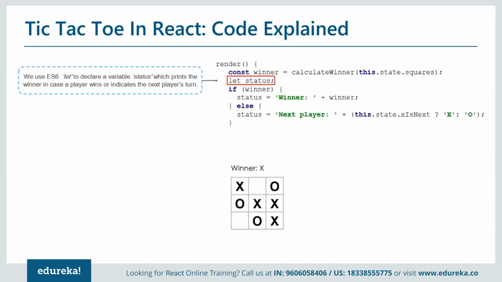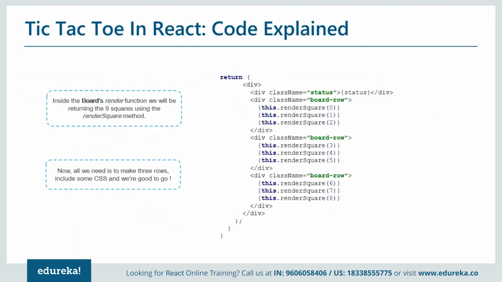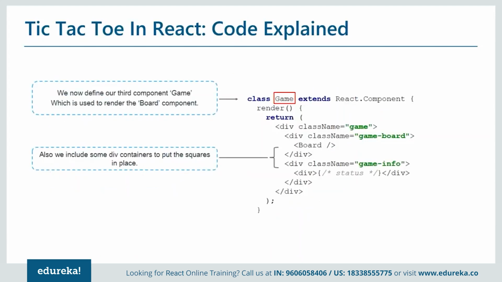Then finally, using let, we declare a variable status, which prints the winner, whether X or O. Now, inside the Board render function, we return the 9 squares using the renderSquare method. So these are the 9 squares, 0 through 8, which are rendered on the output screen or on the DOM. All we need is to make 3 rows, so I implemented some CSS, and then we are good to go.